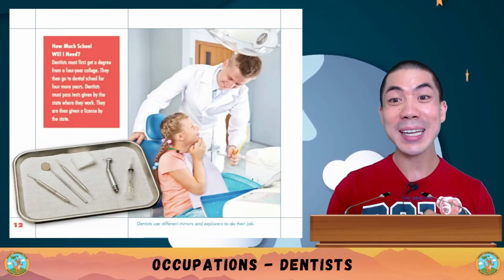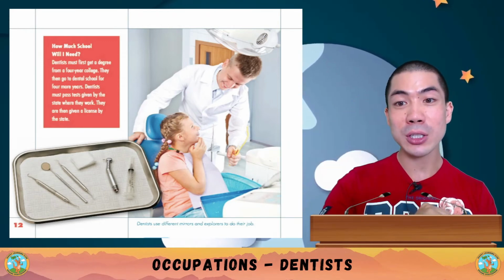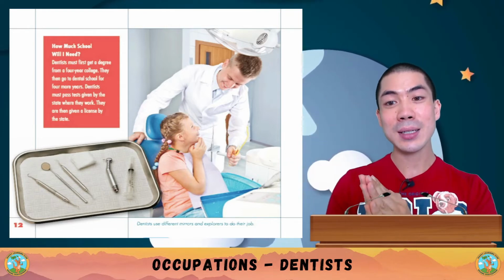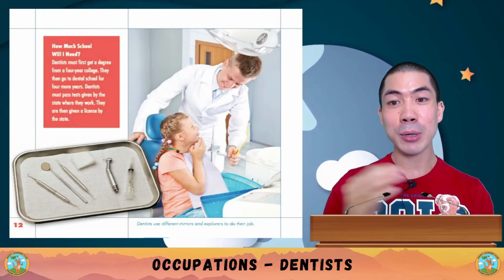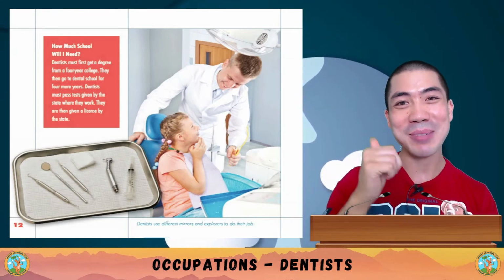How much school will I need? Dentists must first get a degree from a 4-year college. They then go to dental school for 4 more years. Dentists must pass tests given by the state where they work. They are then given a license by the state to become a dentist.